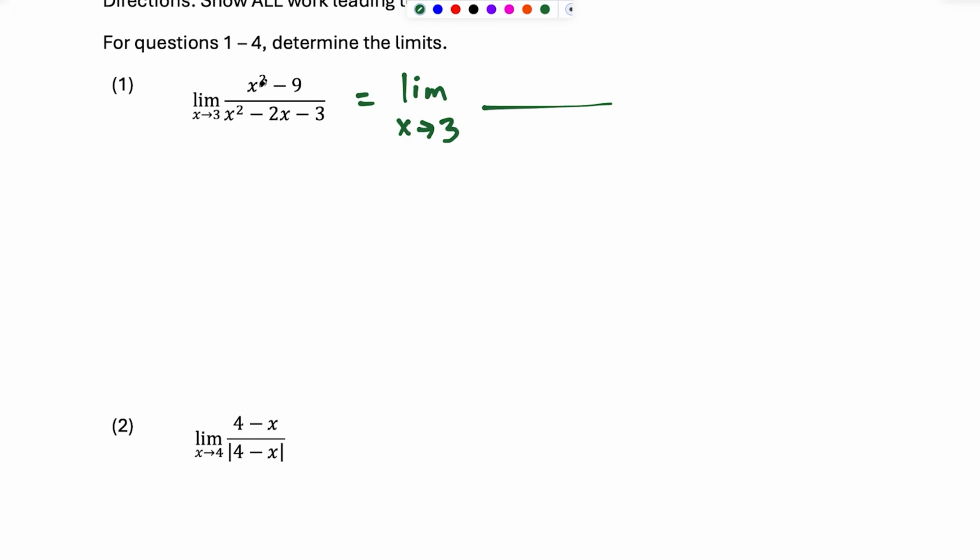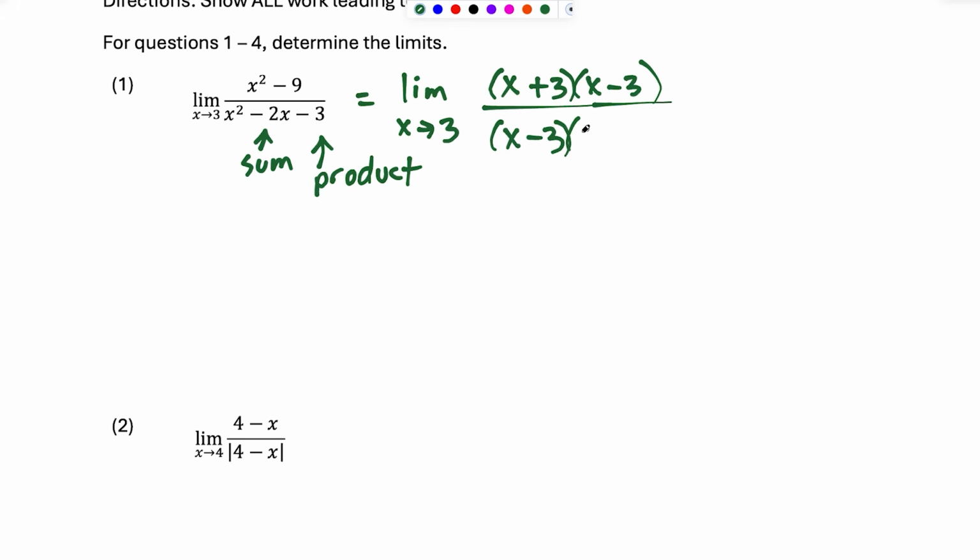So on top, we're going to have a difference of two squares. We could factor x squared minus 9 as x plus 3 times x minus 3. And then on bottom here, we have x squared minus 2x minus 3. So we're looking for two numbers that have a sum of negative 2 and a product of negative 3, which tells us the factors are going to be x minus 3 and x plus 1, because negative 3 plus 1 gives us negative 2, and negative 3 times positive 1 gives us negative 3. And now these factors just cancel out.